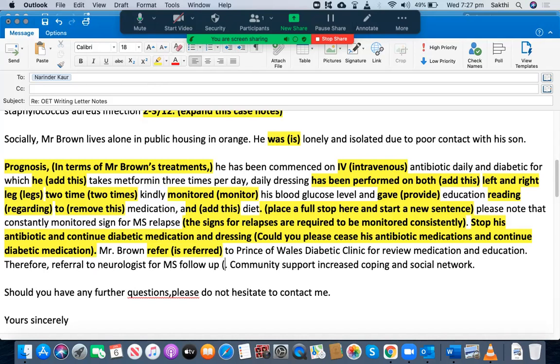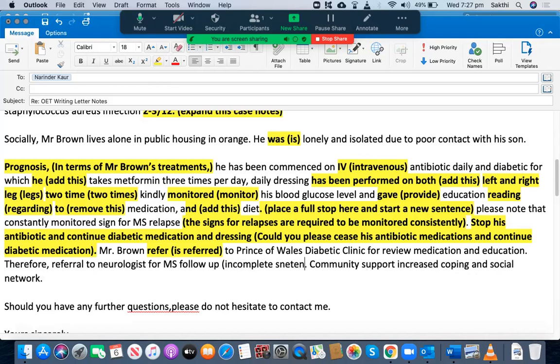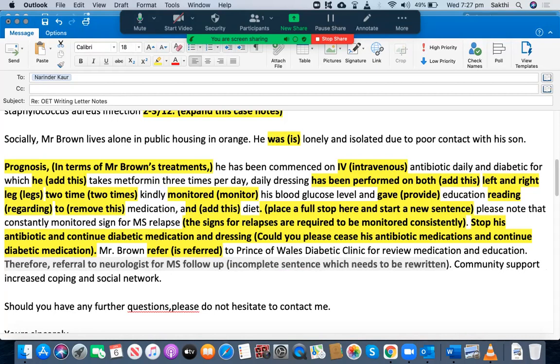She has been writing down incomplete sentences as far as the grammar is concerned. So this is an incomplete sentence, which needs to be rewritten. Okay. Remember, guys, you should be able to use only complete sentences. If you want to achieve a higher grade, such as B grade or A grade in the writing section, you need to always ensure that you write down complete sentences. You don't write down incomplete sentences.